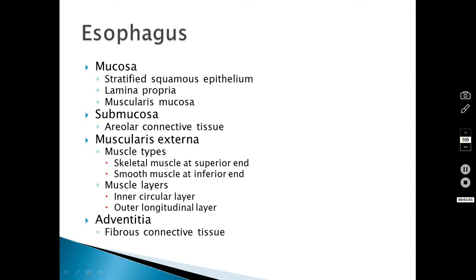And then there's another modification in the muscularis externa. There's skeletal muscle at the superior end of the esophagus, so towards the head, and there's smooth muscle at the inferior end of the esophagus, so near where the esophagus joins with the stomach. We still have our two layers, our inner circular layer and our outer longitudinal layer, but it is the muscle type that differs, transitioning from skeletal muscle near the head to smooth muscle near the stomach end of the esophagus.